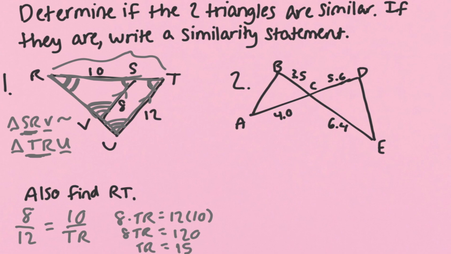For this next one, these two angles are congruent because they're vertical angles. And then let's check some of the sides.